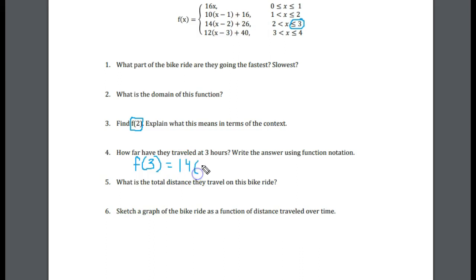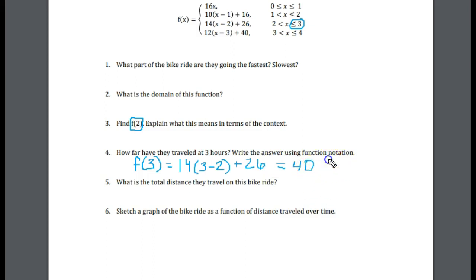So 14 times x minus 2, which would be 3 minus 2, plus 26. So 3 minus 2 is 1. 1 times 14 is 14. And 14 plus 26 is 40.